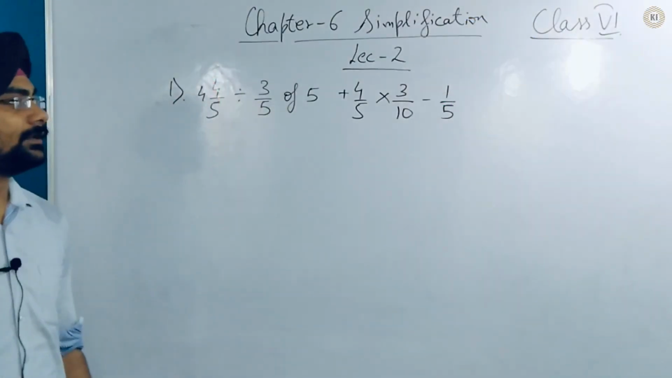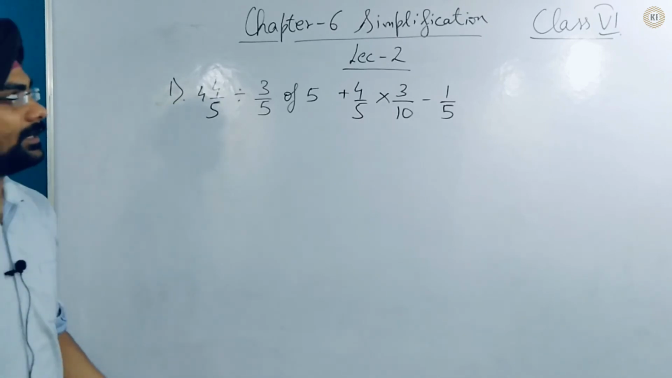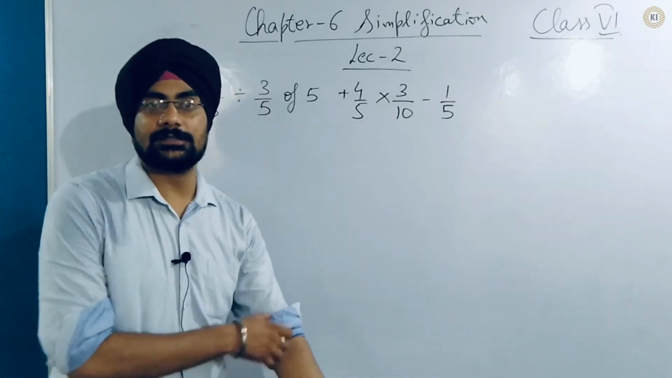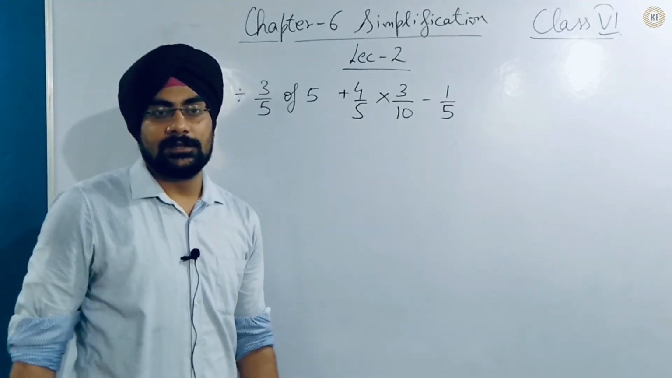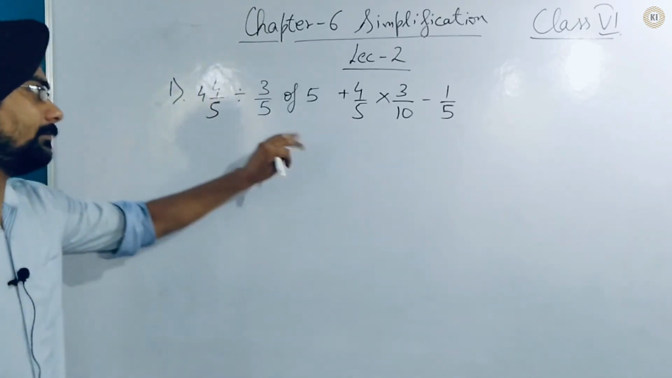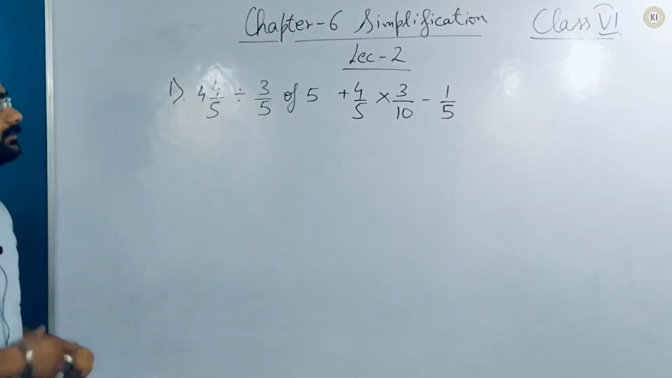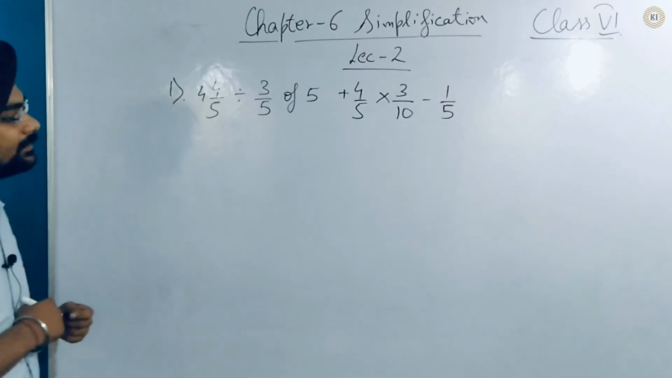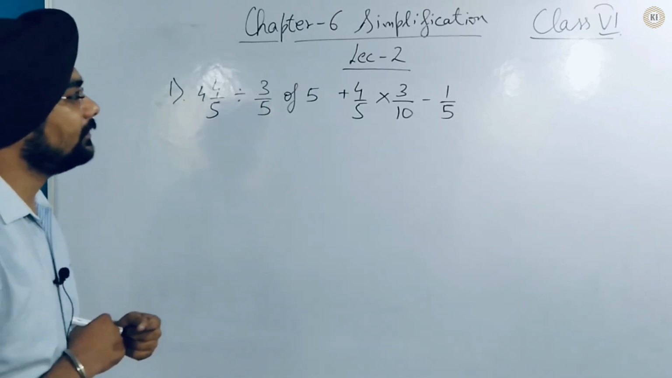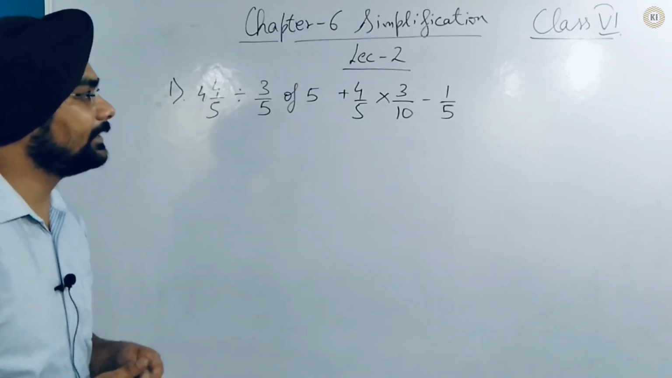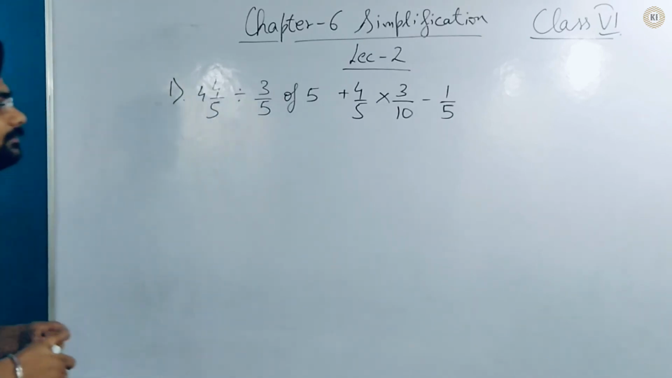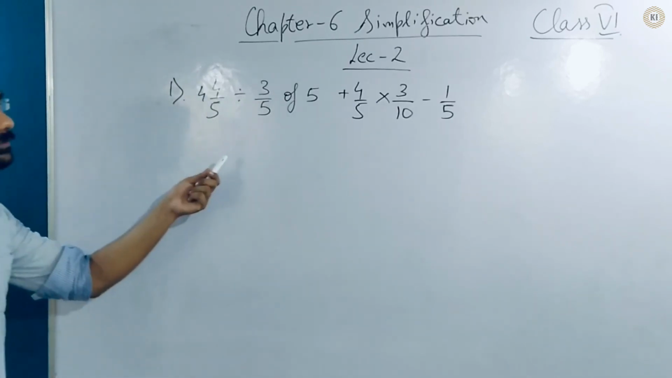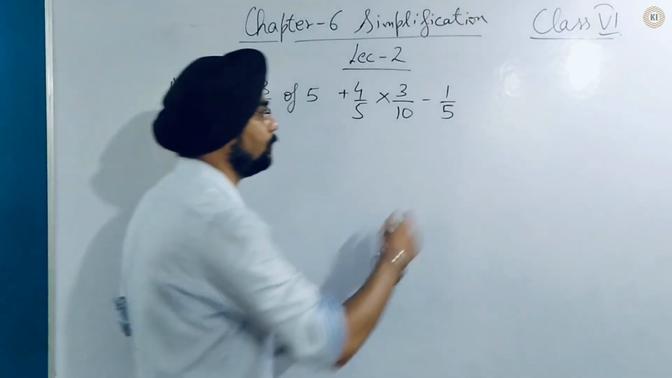Good morning students. Now in this video again we are going to discuss some questions based on the rule of VBODMAS. Now see, this is the question: 4 whole 4 by 5 divide 3 by 5 of 5 plus 4 by 5 multiply 3 upon 10 minus 1 upon 5. Now again we are going to solve this question by the rule of VBODMAS.